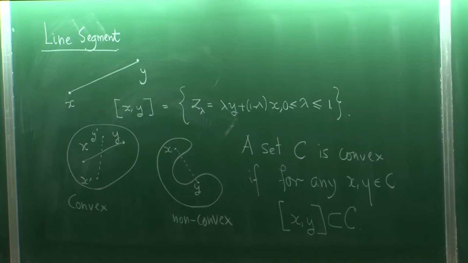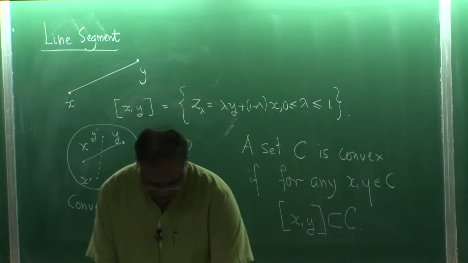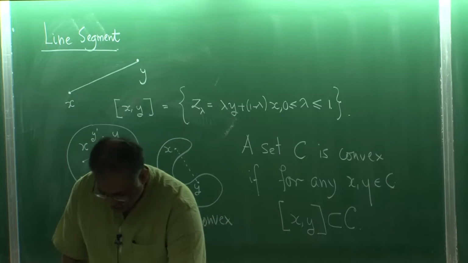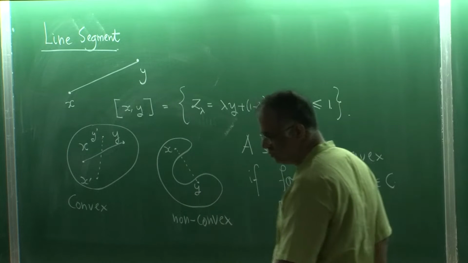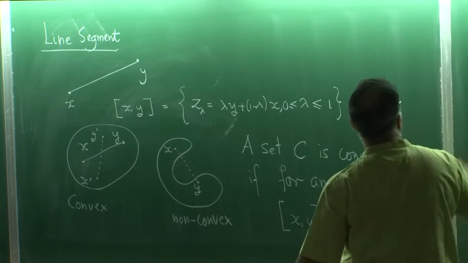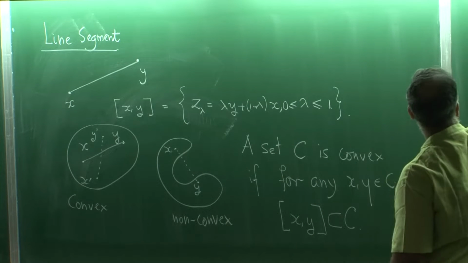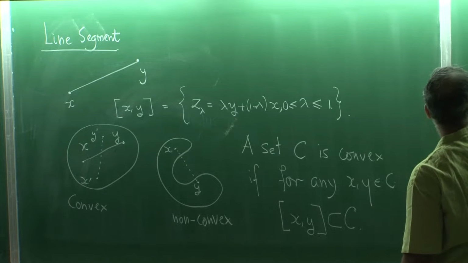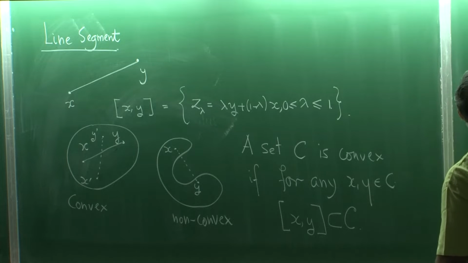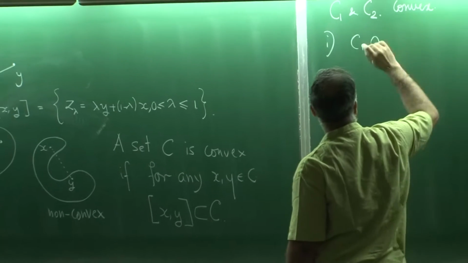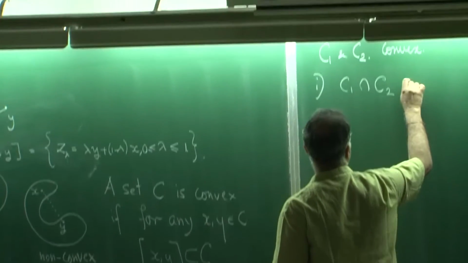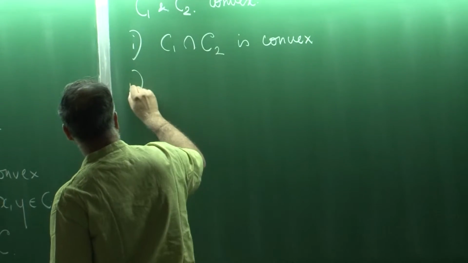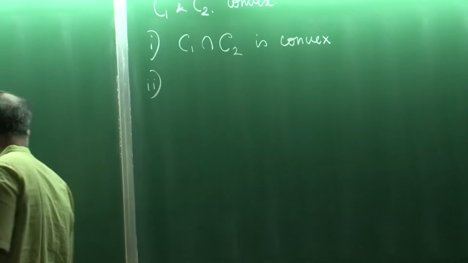So, now we write down some basic properties of a convex set, which you can try to prove. I am giving you 2 convex sets C1 and C2. So, C1 intersection C2 is convex, while C1 union C2 is not convex.